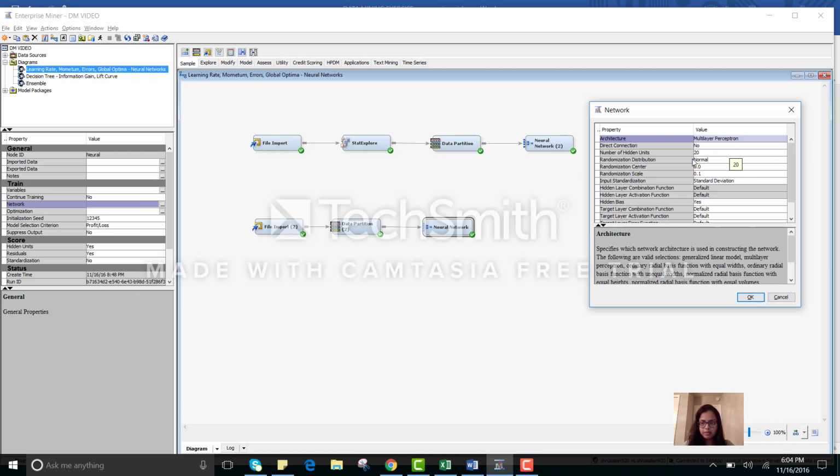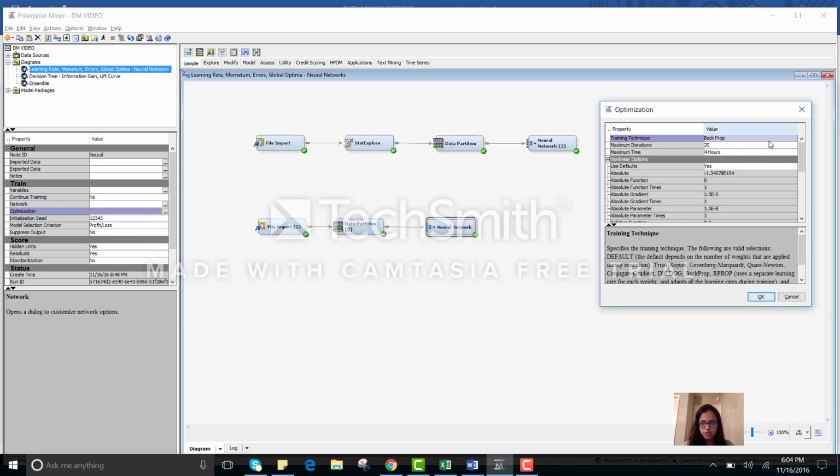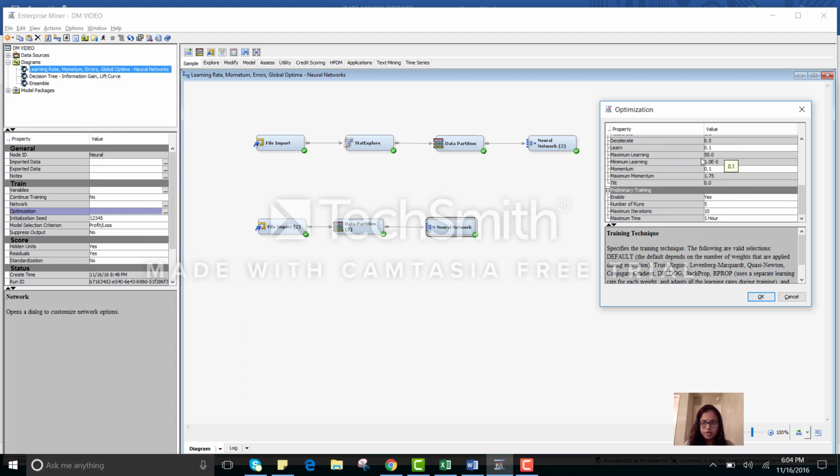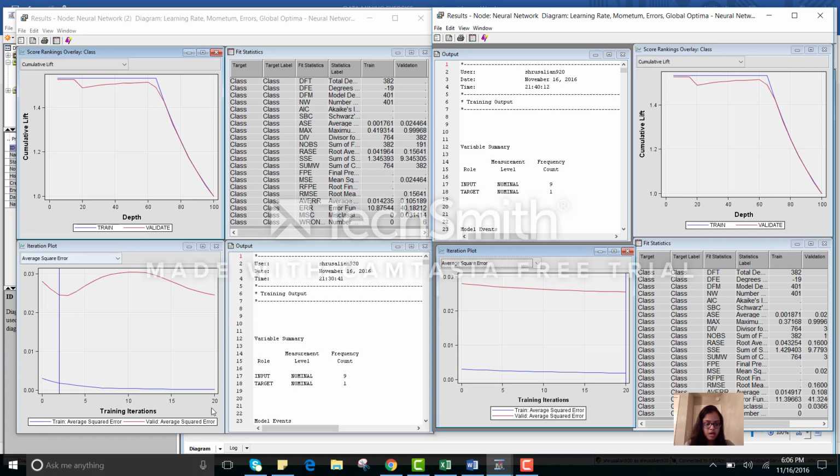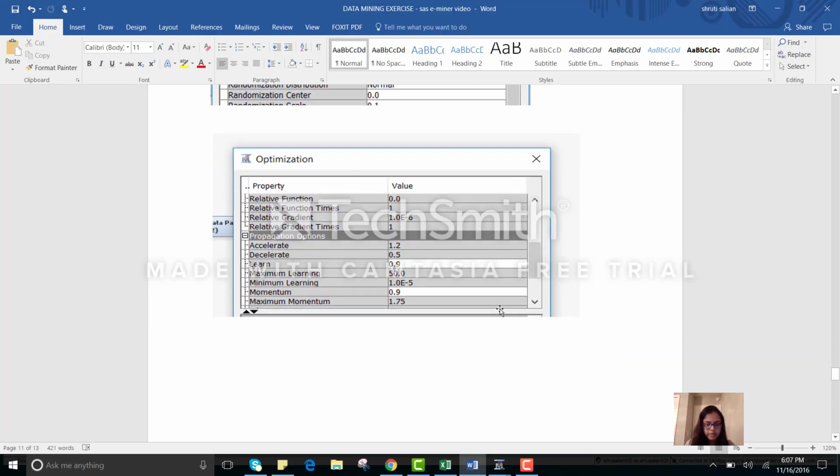Here for both the flows, I have taken multi-layer perceptron and I have kept the number of hidden units. And for optimization, I have taken backpropagation, maximum iterations 20 and maximum time 4 hours. It will not take so long because it has just 1000 records. The difference between these two is that for one I have kept the learning rate and the momentum as 0.1, and for the above one we have kept it as 0.9. So the only difference between these two is the learning rate and the momentum. Let's see the output. This is the output for learning rate and momentum as 0.9, and this one is the output for learning rate and momentum as 0.1.